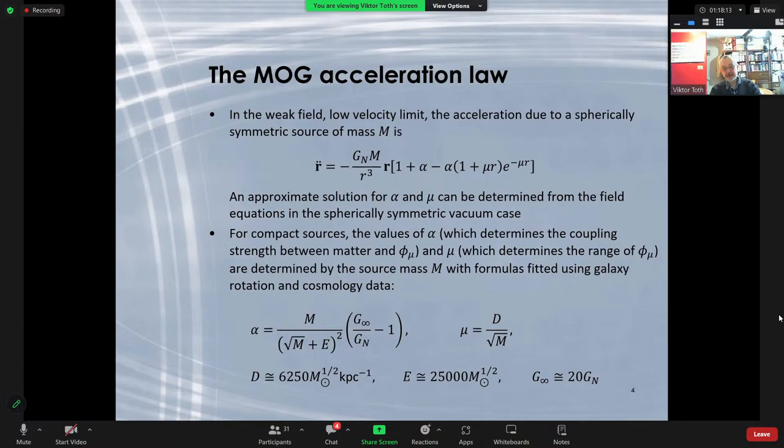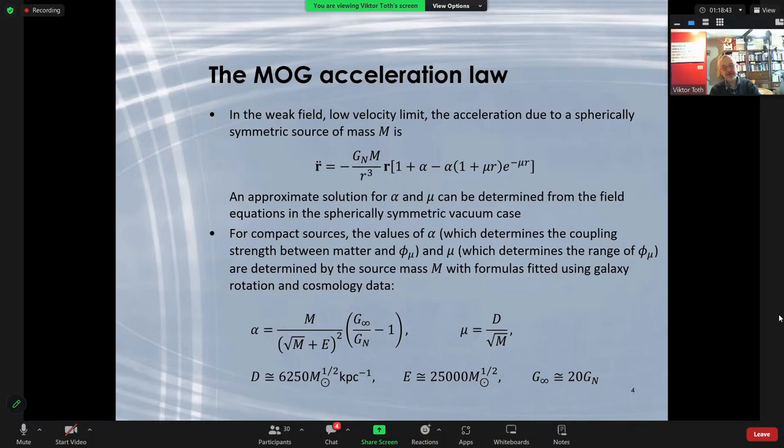And allow me to explain what it really means. When you look at the R double dot expression on this slide, the 1 plus alpha part corresponds to an enhanced gravitational constant. So instead of G Newton, we have 1 plus alpha times G Newton. But then it is canceled out to the tune of alpha by a repulsive vector field. So that means that at short range, we actually see a theory that is Newtonian. We just end up with G N over R squared, G M over R squared.